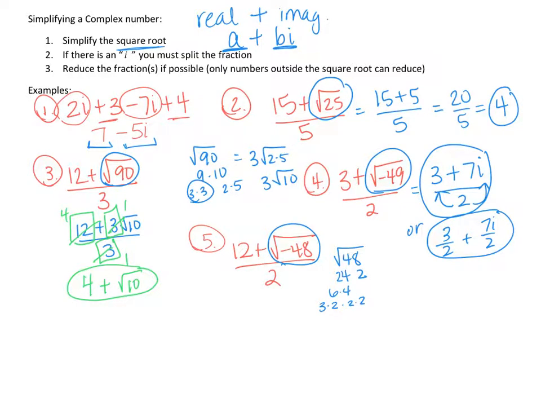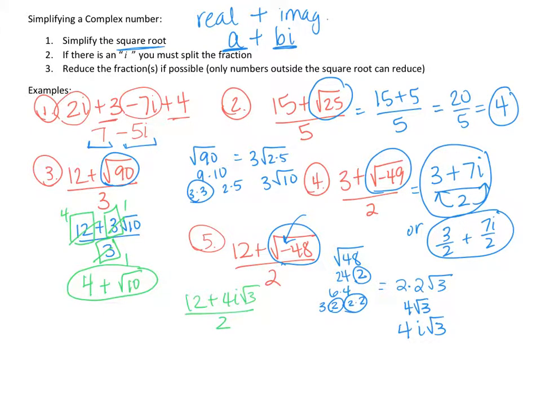Let's see. I've got 2 times 2. I've got another set of 2s there. And then that 3's left over. That's going to leave me with 4 square roots of 3. Oh, but it was negative. So that's going to leave me with 4i square root of 3. Let's see what that looks like. I've got 12 plus 4i square root of 3 over 2.